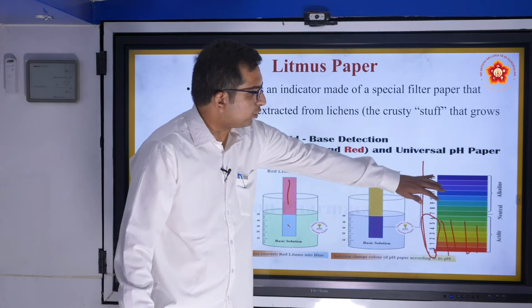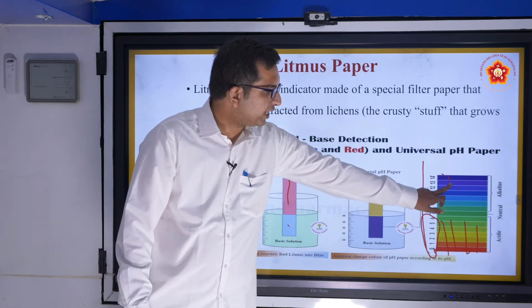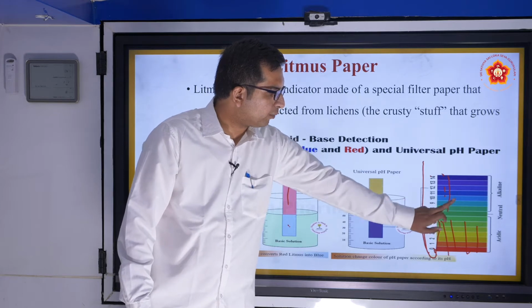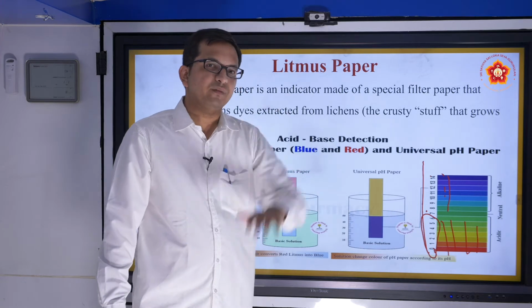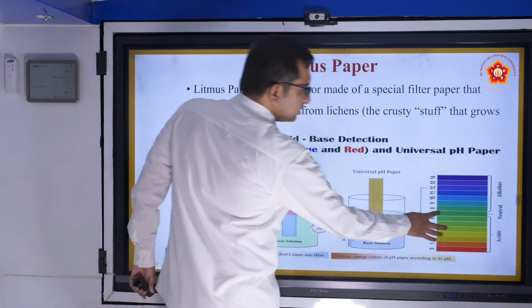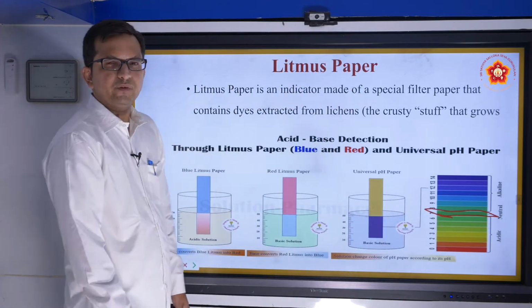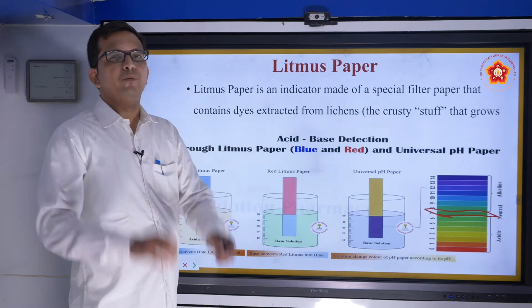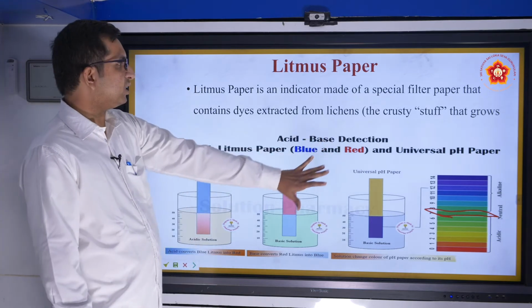From 8 to 14, they are all basic, and there you generally see blue or shades of blue, violet, slowly coming towards green, whereas from below it is red going towards green. That central value of 7, showing a greenish coloration, is nothing but neutral. Neutral essentially indicates that both the compounds are equally mixed. So this is how litmus can be utilized.